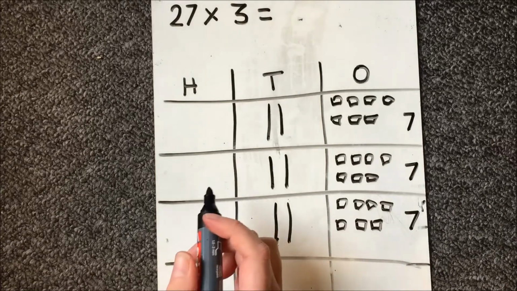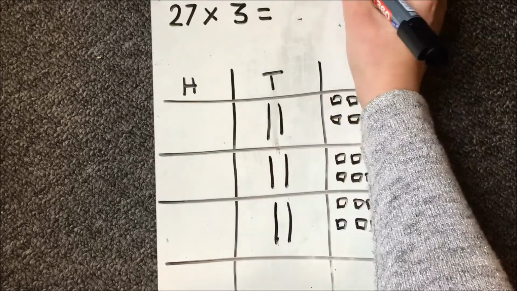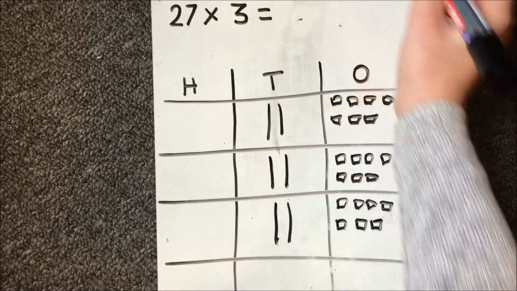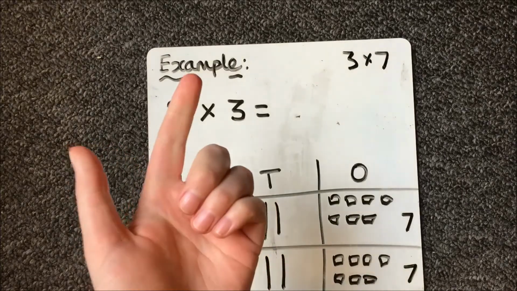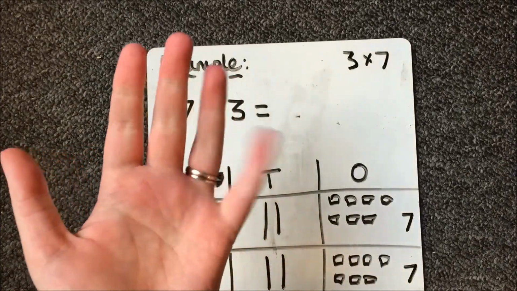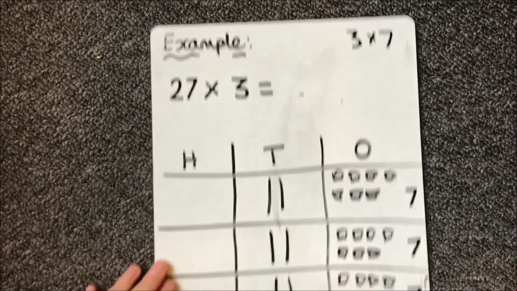Do I know 3 times 7? Some of you might know your 7 times tables. If so, you can count in 7s. Remember, you can just switch them round. So I can do 7 times 3 instead. Let's count. 3, 6, 9, 12, 15, 18, 21.